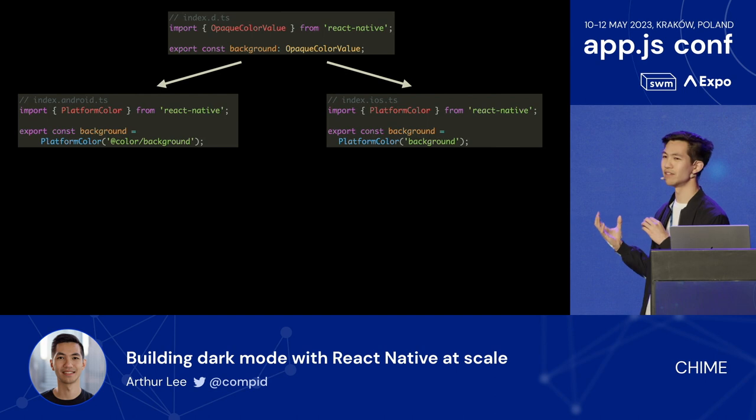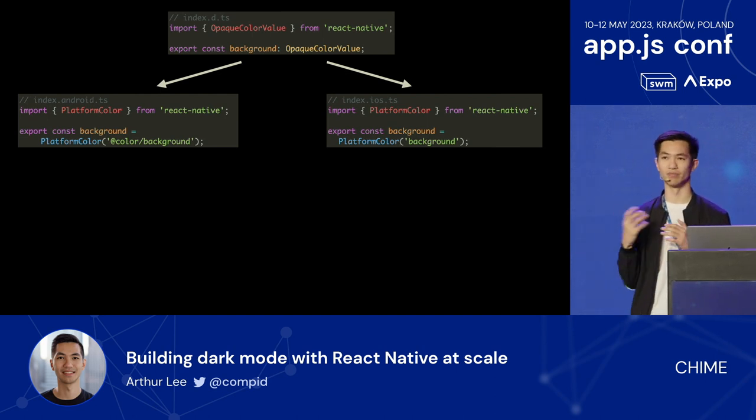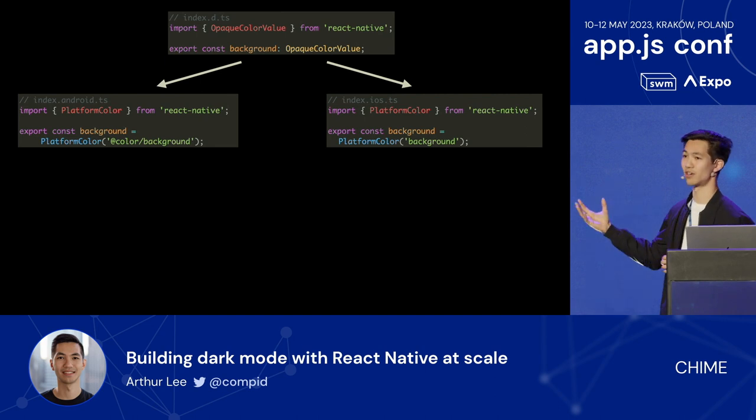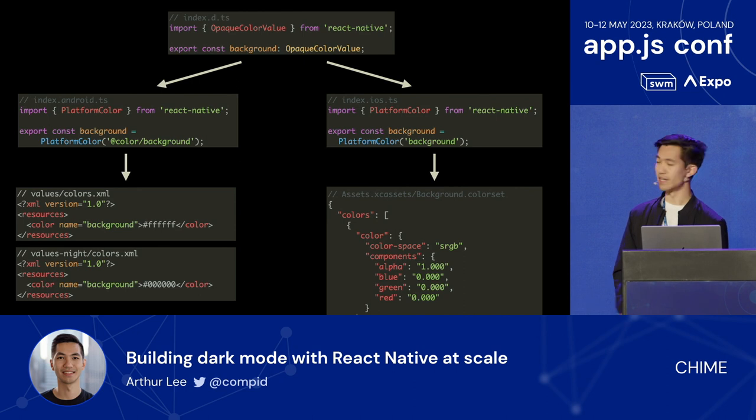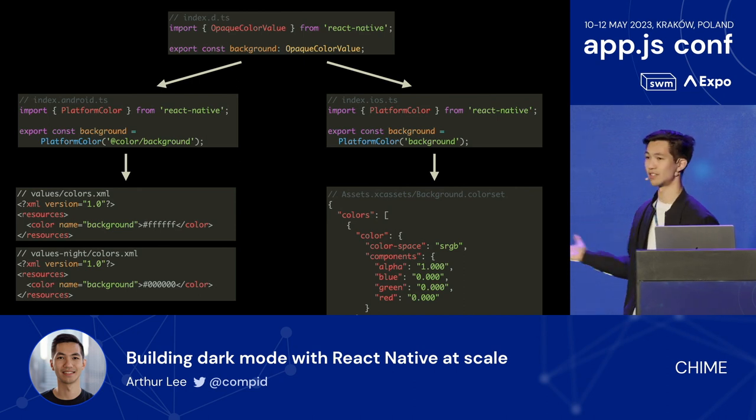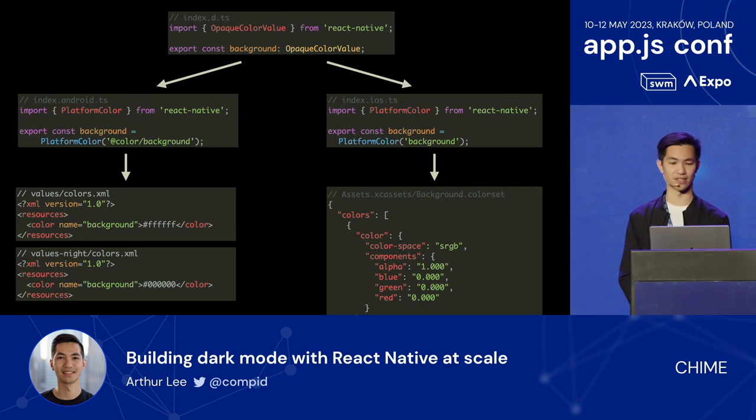And they're never resolved in the JavaScript layer. So JavaScript has no idea what these colors are. It's only resolved in the native layer. And of course, we have the native colors that get generated too, like XML on the Android side and Xcode assets on the iOS side.